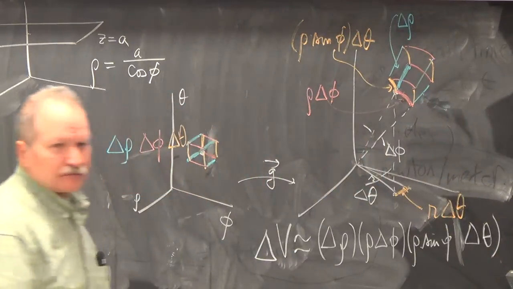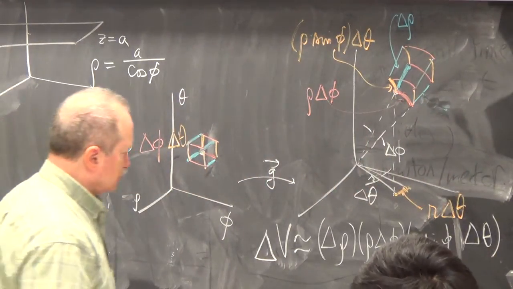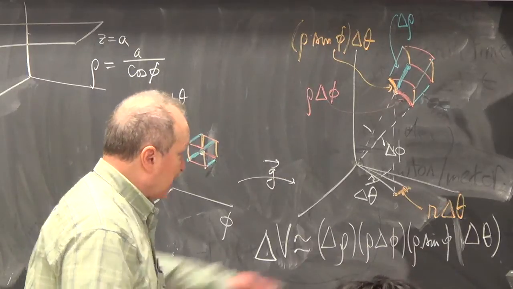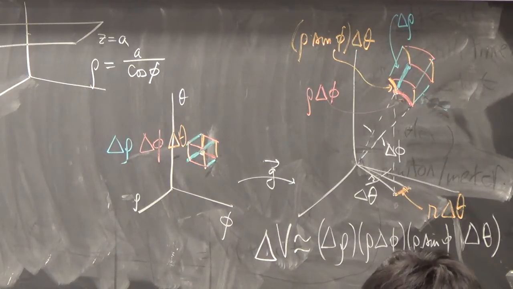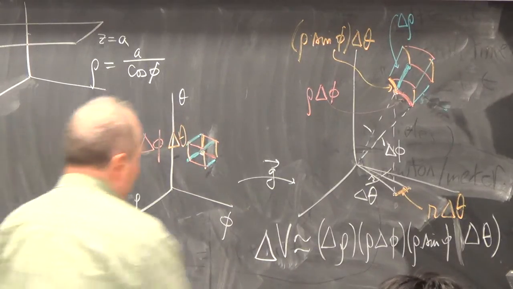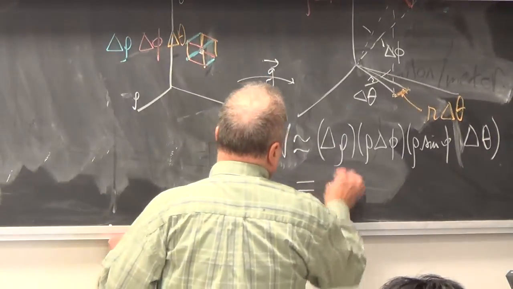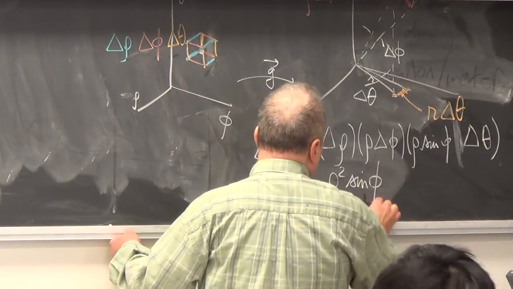Is the squiggly because we don't have a fudge factor? No, that is the fudge factor. I am getting the fudge factor, but I'm doing an approximation. It's not an exact parallelepiped, right? So it's rho squared. The fudge factor is going to be rho squared sine phi.